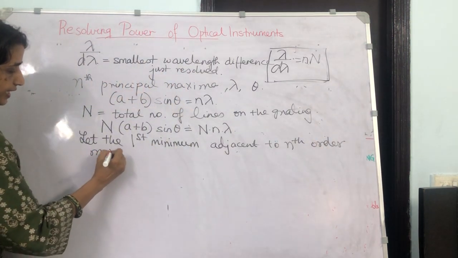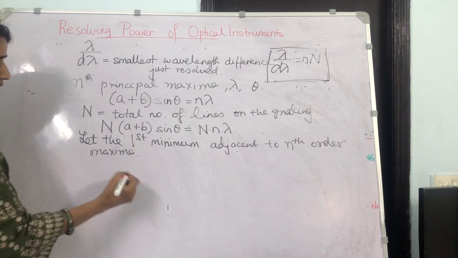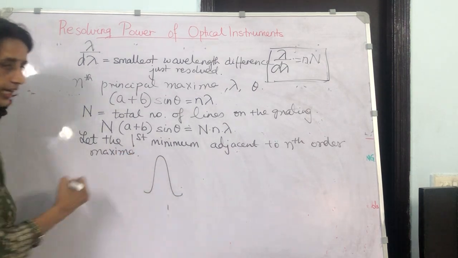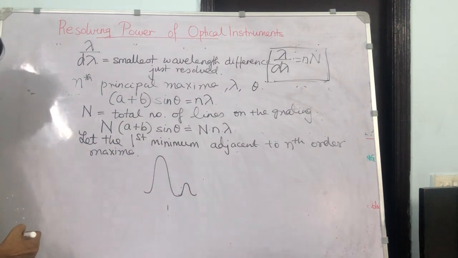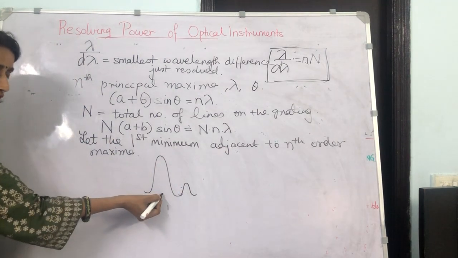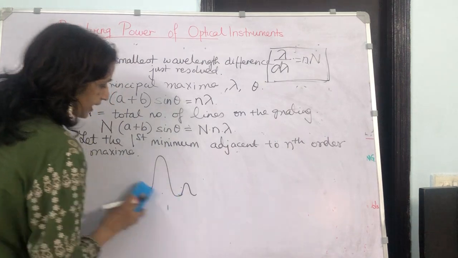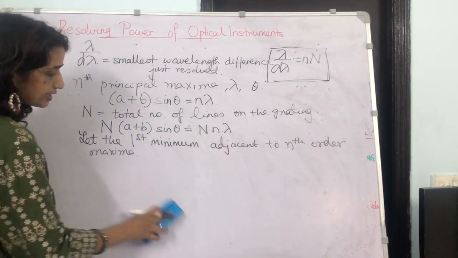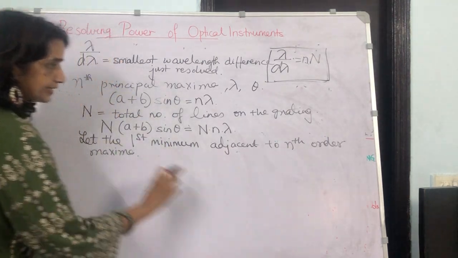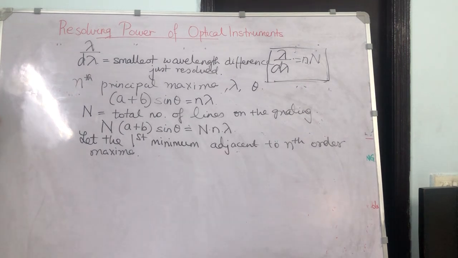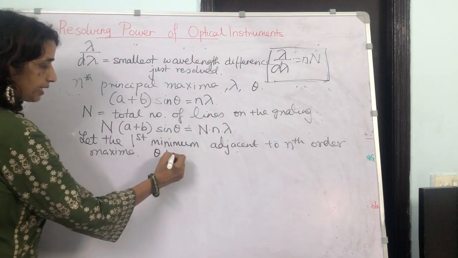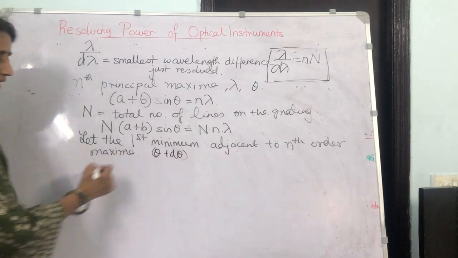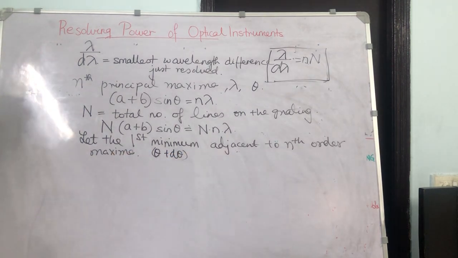Don't confuse this line. I will explain it with a diagram. See, this is your nth order maxima. This is the first minimum that has formed adjacent to this maxima, right? So let the first minima adjacent to the nth order maxima be formed in the direction theta plus d theta. There will be a difference in the angle, but the difference will be small.